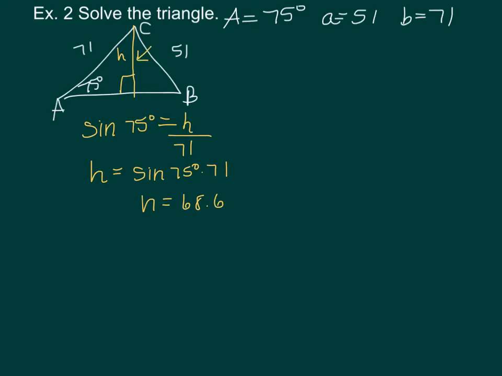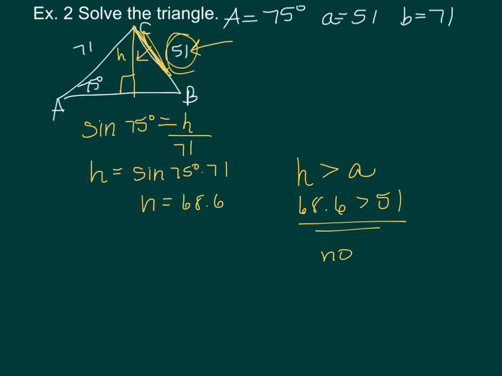Notice that this is larger than my third side, which means technically this won't be long enough to make a triangle. So remember, anytime H is larger than A, or whatever this third side is, so since it's larger than 51, this results in no triangle.